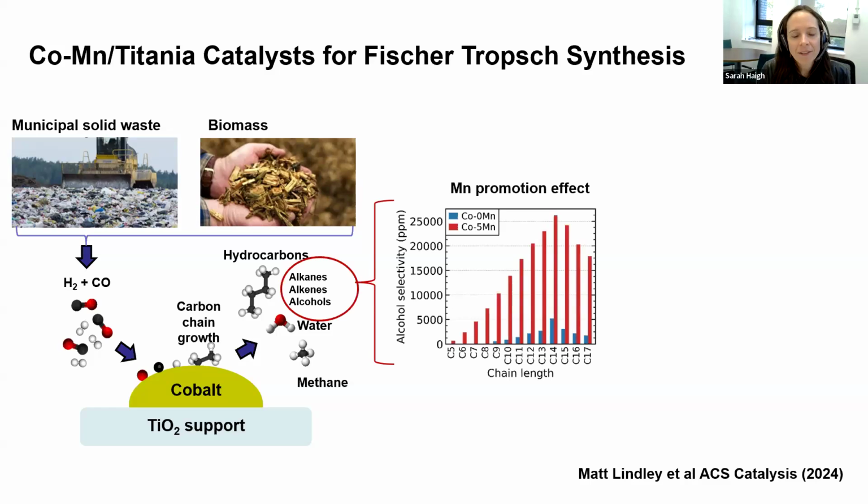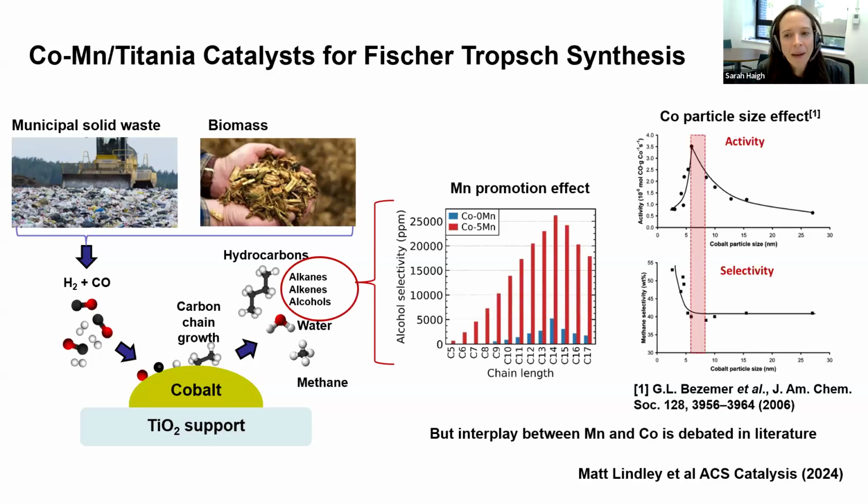Particularly, you get the highest value output if you are able to produce alcohol, alkenes, and alkanes. And what they have found is that if you add manganese into this system, then you get a really good improvement in the alcohol selectivity, and that's what's shown in this central graph here, that when you add manganese, which the bar's in red, you get much better selectivity, so much higher value products.